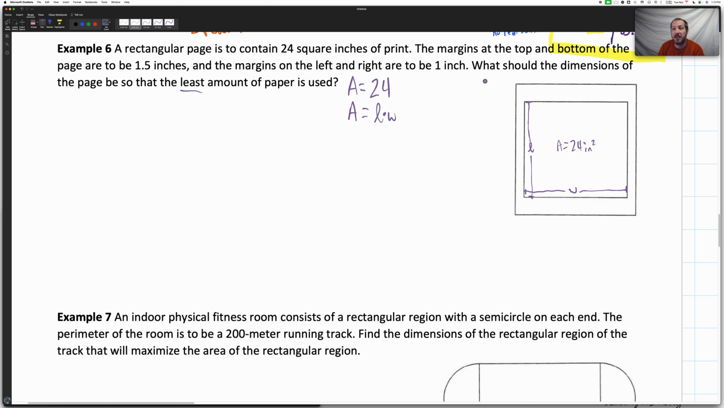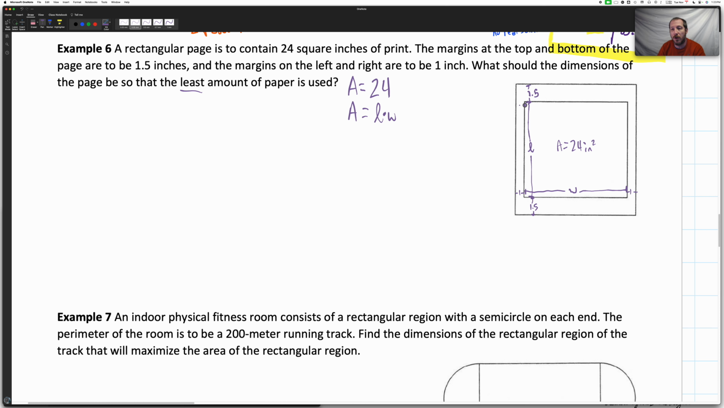All right, so let's factor in our margins. So it says top and the bottom are 1.5 inches. So 1.5 inches here, and 1.5 inches here, and then 1 inch on either side. Let's go ahead and put those here and here.